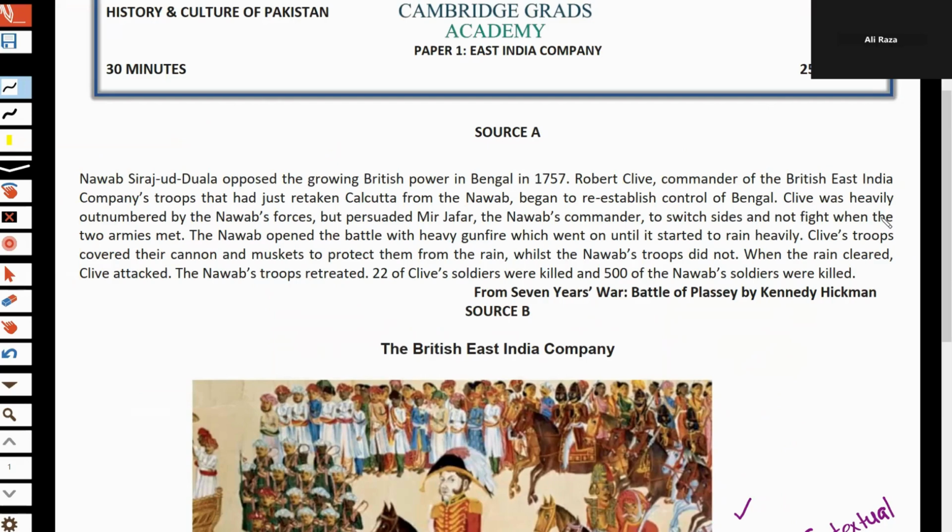Because they had covered their cannons from the rain. The rain did not affect their cannons. Yeah, the rain did not affect their cannons. They were able to cover them, and simply after the rain, it outfired the Nawab's cannons. Yeah, the Nawab's cannons who they were unable to protect. Okay, good. We have Sakina here as well. Sakina, can you point out any other points other than the cannons being covered?